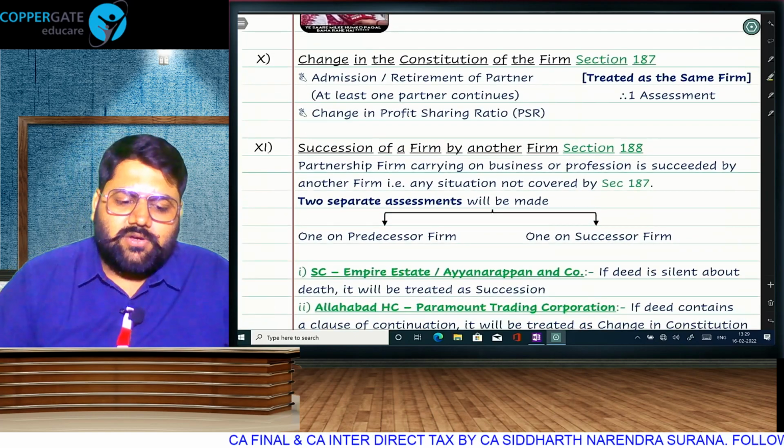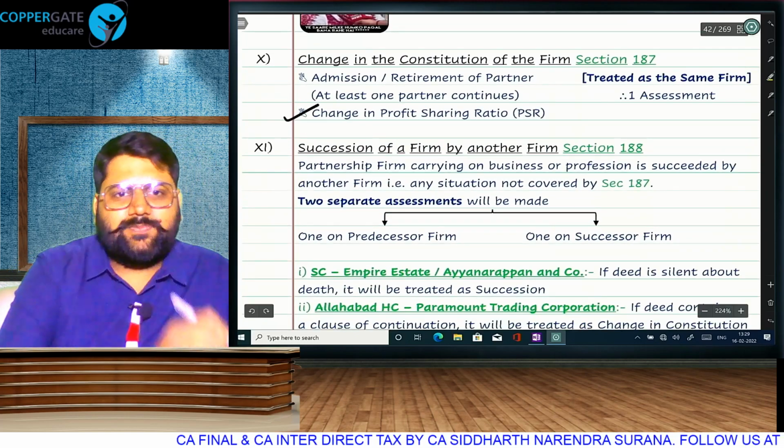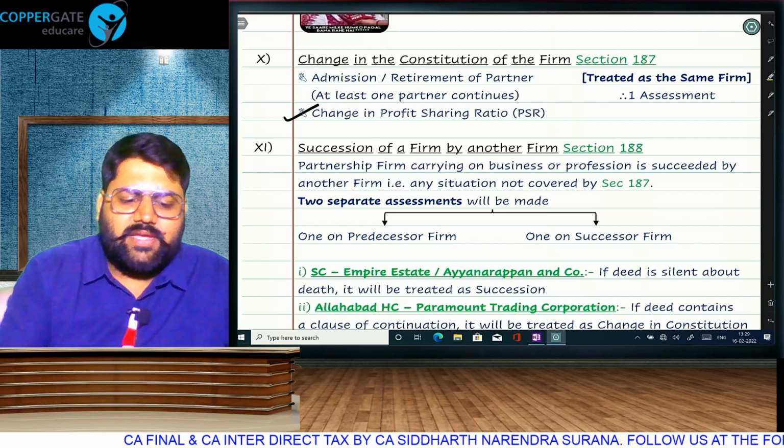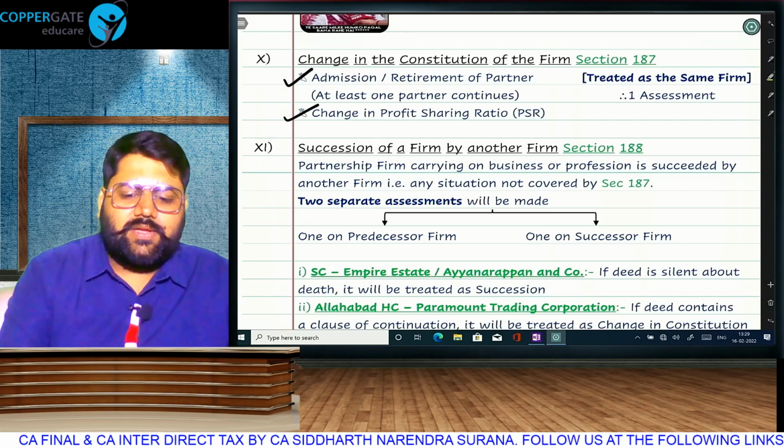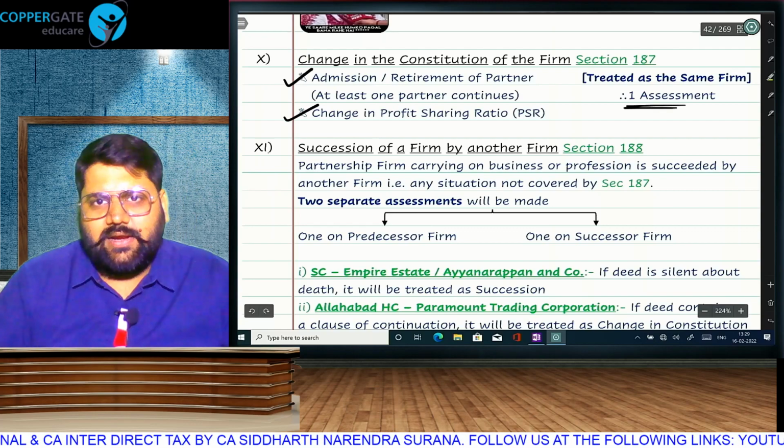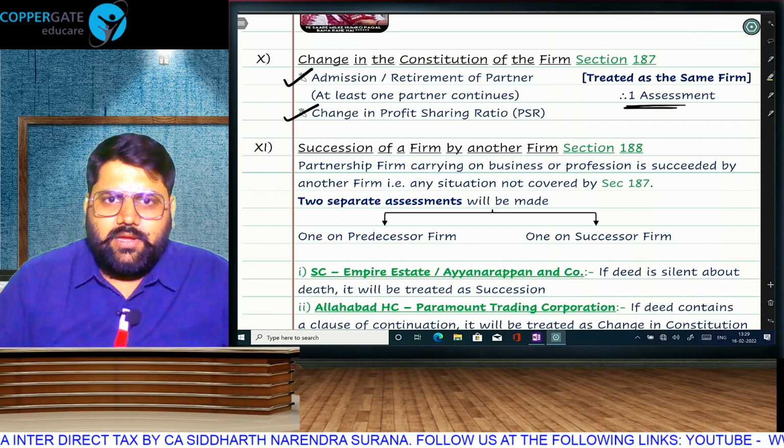Next, change in constitution, already explained while explaining reconstitution. It can be a change in PSR, or it can be admission or retirement. At least one old partner should be continuing. Then the old and the new will be treated as the same firm. There will be only one assessment.